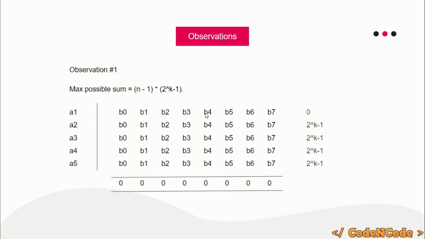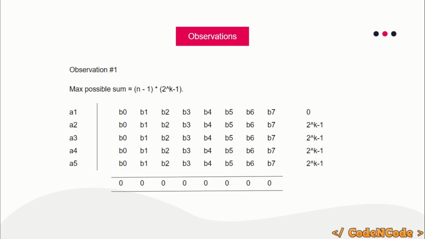So if you see, this integer would result in 0, and all of these would result in 2^k minus 1, because we are using k bits. When all of the k bits are set, the result is 2^k minus 1. So the overall result would be, since this is 0, the n minus 1 elements are 2^k minus 1. That is why the result is n minus 1 times 2^k minus 1. And this is not the only possible configuration, setting all of these bits to 0. This is one of the possible configurations.